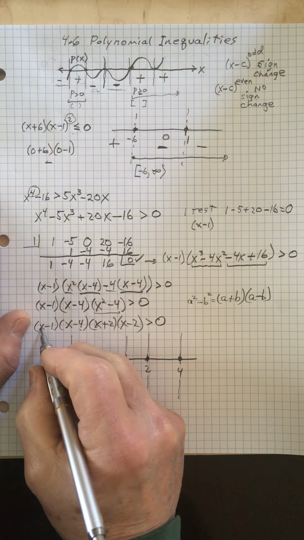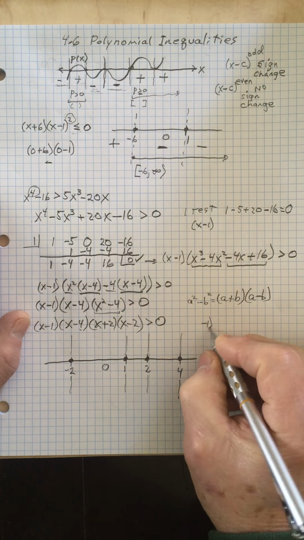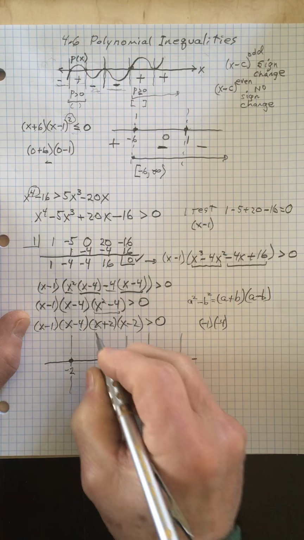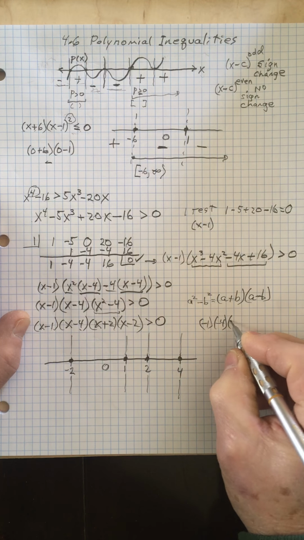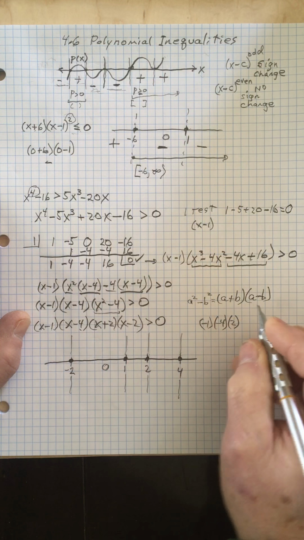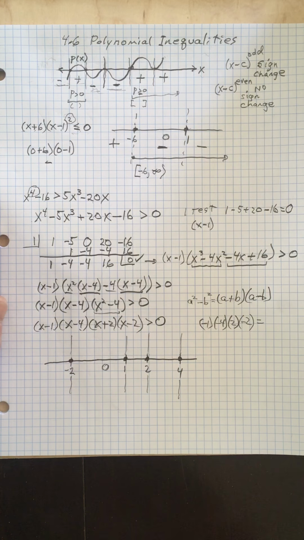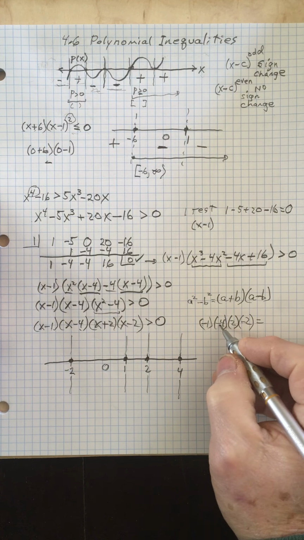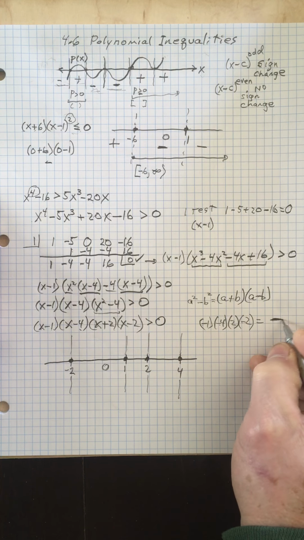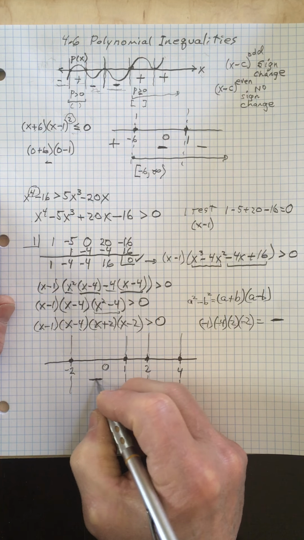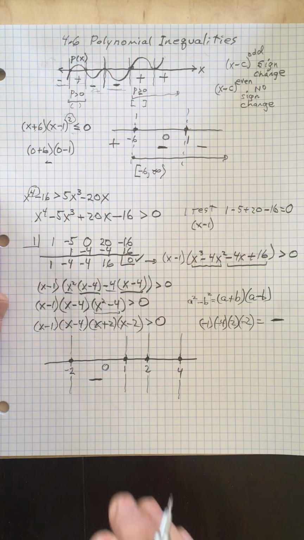Well, 0 minus 1, that's a minus 1. 0 minus 4, that's a minus 4. 0 plus 2, that's a 2. And 0 minus 2, that's a minus 2. And again, I don't care what it equals. I just need to know if I'm above or below the axis. Is it positive or negative? Well, negative times a negative times a negative is a negative. So that means in this interval, the function is negative or below the x-axis.